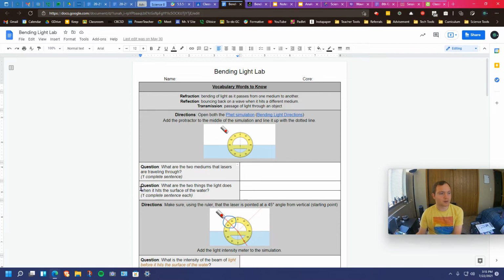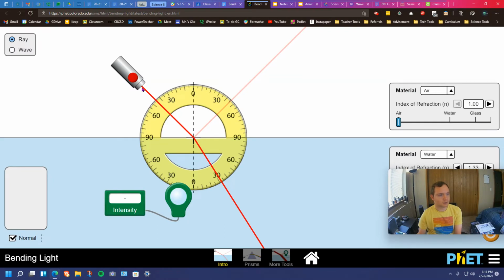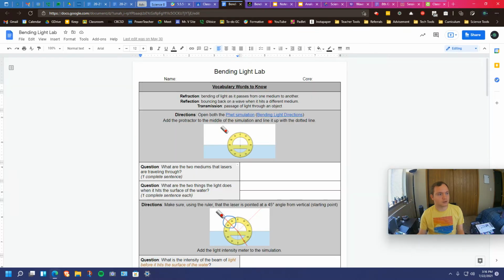Then you want to write about what are two things that the light does when it hits the surface of the water. Here's our laser beam, and when it hits here, it changes its course just a little bit. It doesn't keep going straight, which would be between 30 and 60 here, but now it's more to the 30. So it's changing direction. It's being bent, which means it's being refracted. And then some of it is also being reflected. That's why when you look out on a pond or a lake or the ocean, you can see the sun bouncing off it, because some of that light is also reflected. Those are two things that we see.